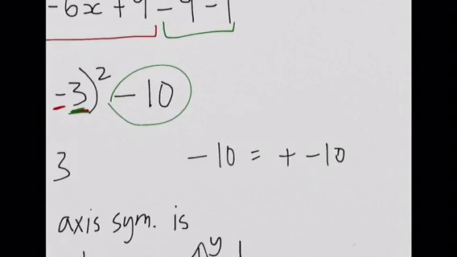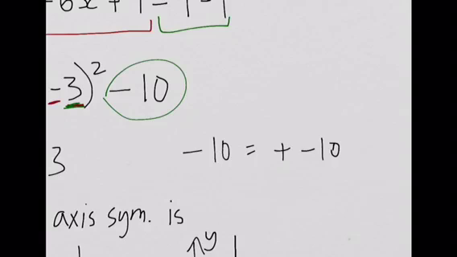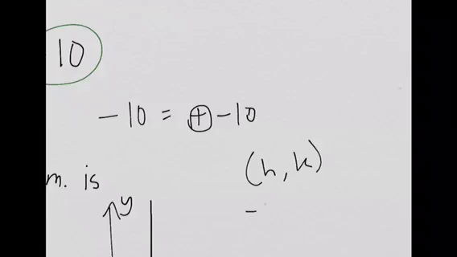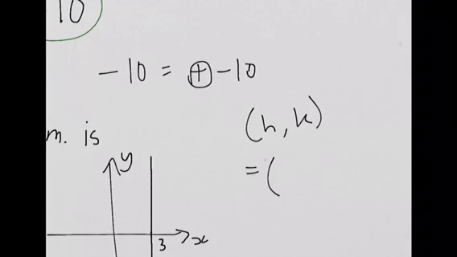The positive is part of the form, but the negative is actually part of k itself. So in this case, h is positive 3, and k is negative 10. So our turning point is at the point (3, negative 10).